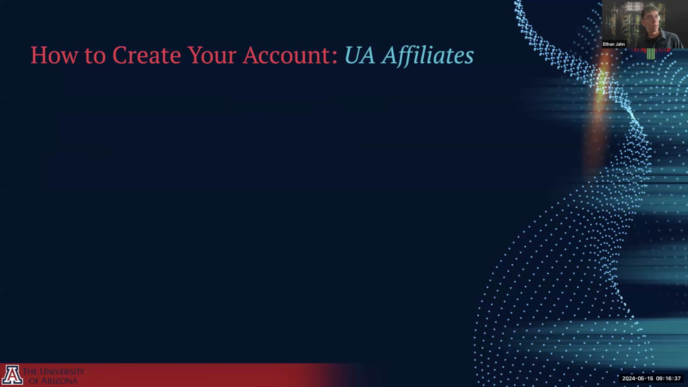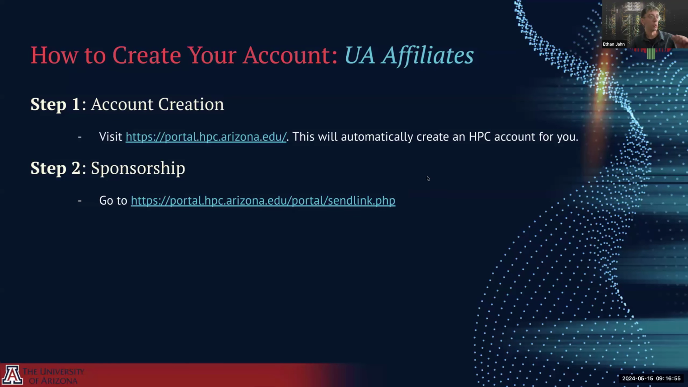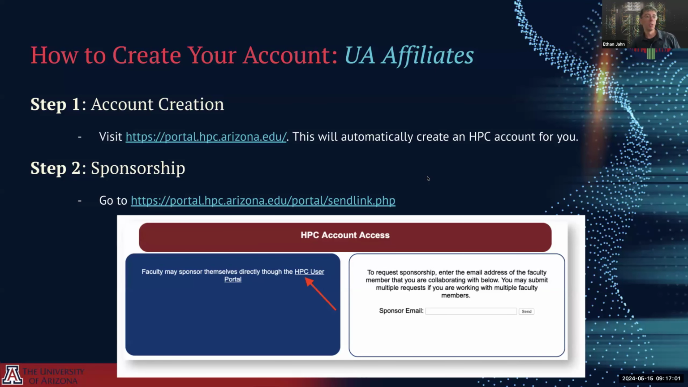So how to create your account. If you are a member of the University of Arizona, the first step is to visit the portal, portal.hpc.arizona.edu. If you just log in there, this will automatically create an HPC account for you. But remember, there's another step, and that's sponsorship. We would go to the same URL /portal/send link, and then that will take you to a page that looks like this. Faculty sponsor themselves, so they go to the left-hand box. Non-faculty must request sponsorship, so they put their sponsor email in there, and then that sends an email to the sponsor. They say yes, and you're good to go.